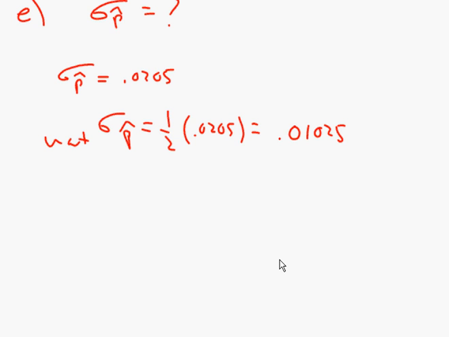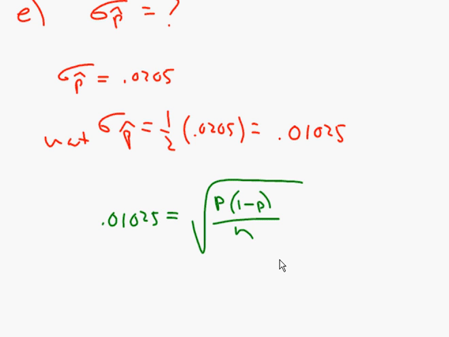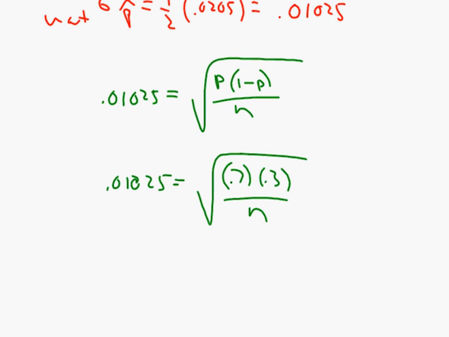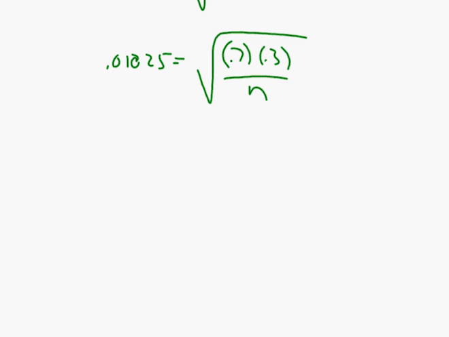What we can do is take our standard deviation formula and figure things out. So I want 0.01025 to equal the square root of p times 1 minus p over n, or in our case, 0.01025 equals the square root of 0.7 times 0.3 over n. I just have to solve this equation. So let's do some algebra. We'll get an answer, and then we'll talk about another way you could have figured this out that you might like better. All right, so I've got to get rid of that radical. I'm going to square both sides to do that.